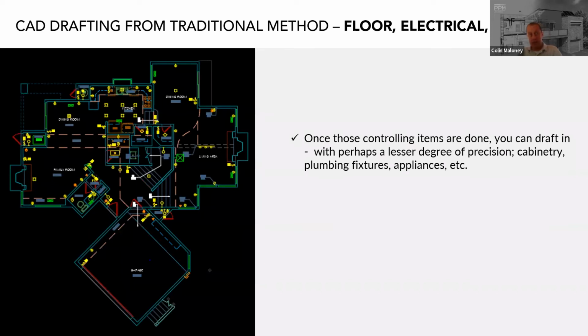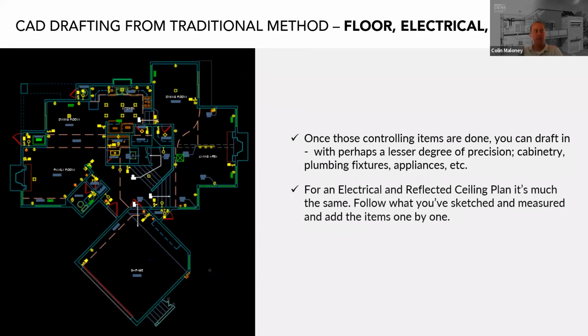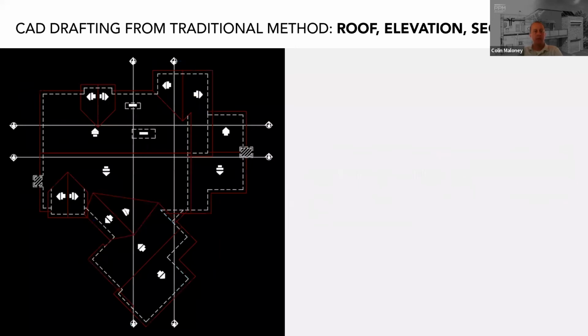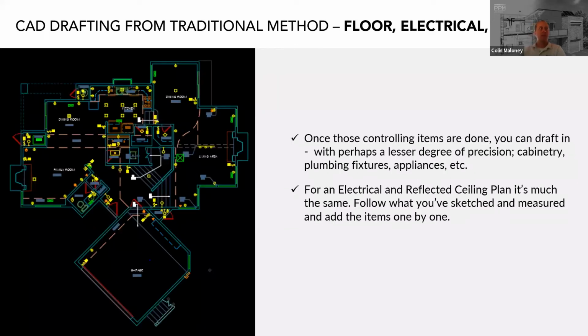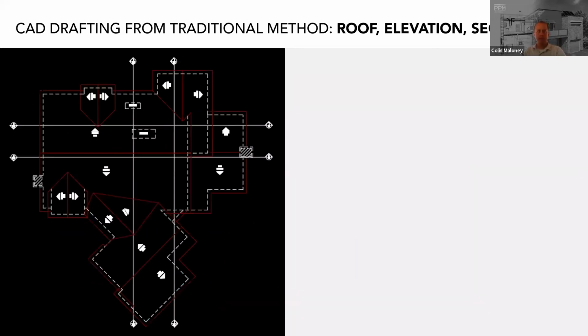Once those controlling items are done, you can draft in, with perhaps a lesser degree of precision, cabinetry, plumbing fixtures, appliances, etc. For an electrical and reflected ceiling plan, it's much the same. You just follow what you've sketched and measured and add those items one by one. And then another thing is I like to take a highlighter and highlight on my sketch each of the little lights and light switches just to know that I've put them in the drawing.